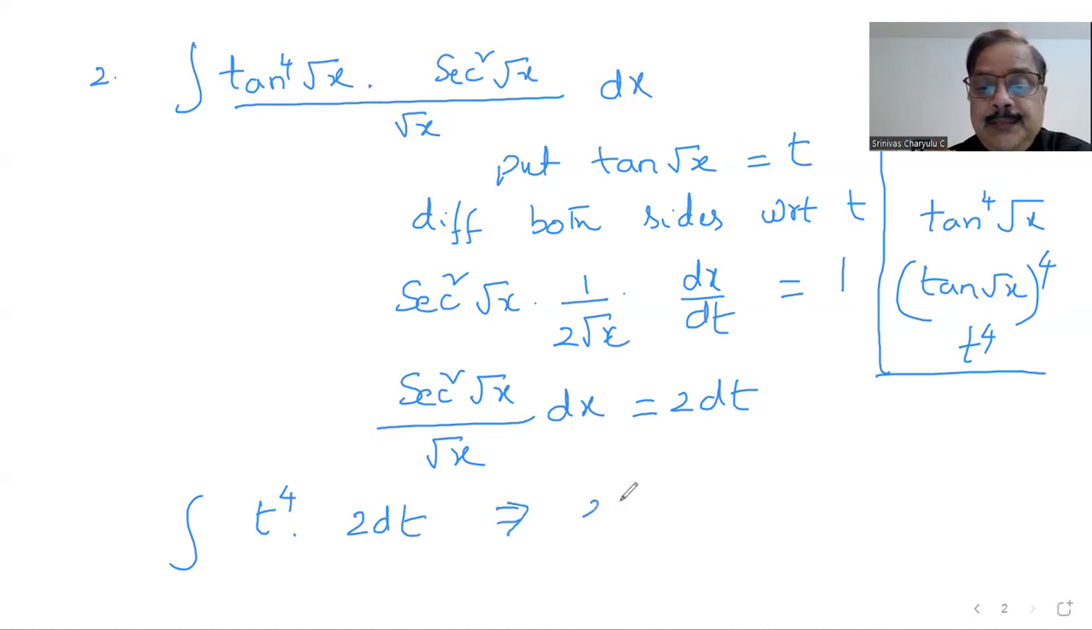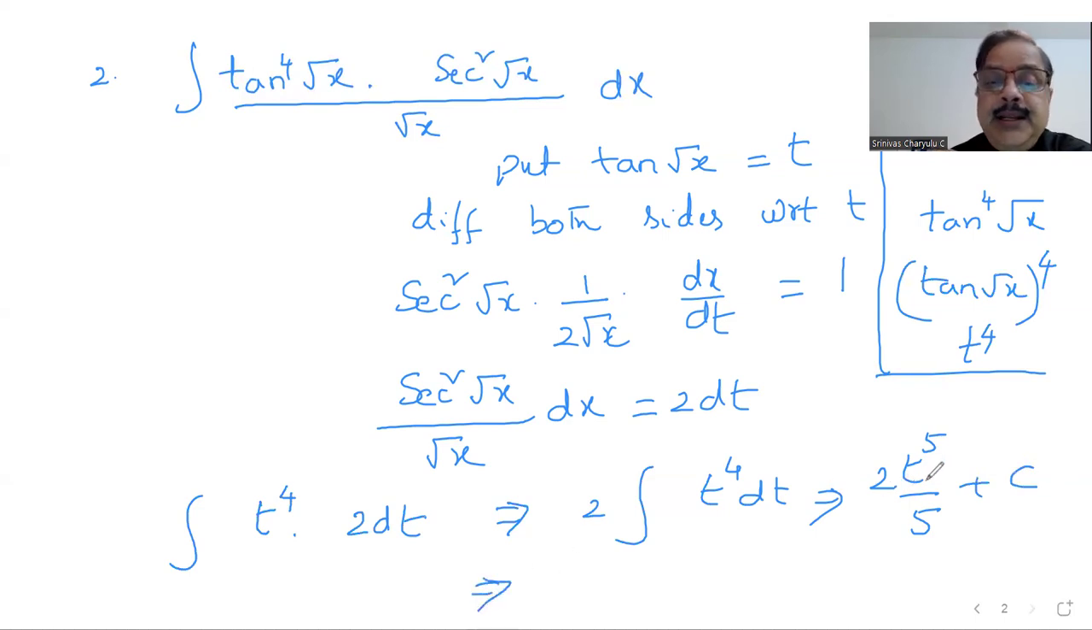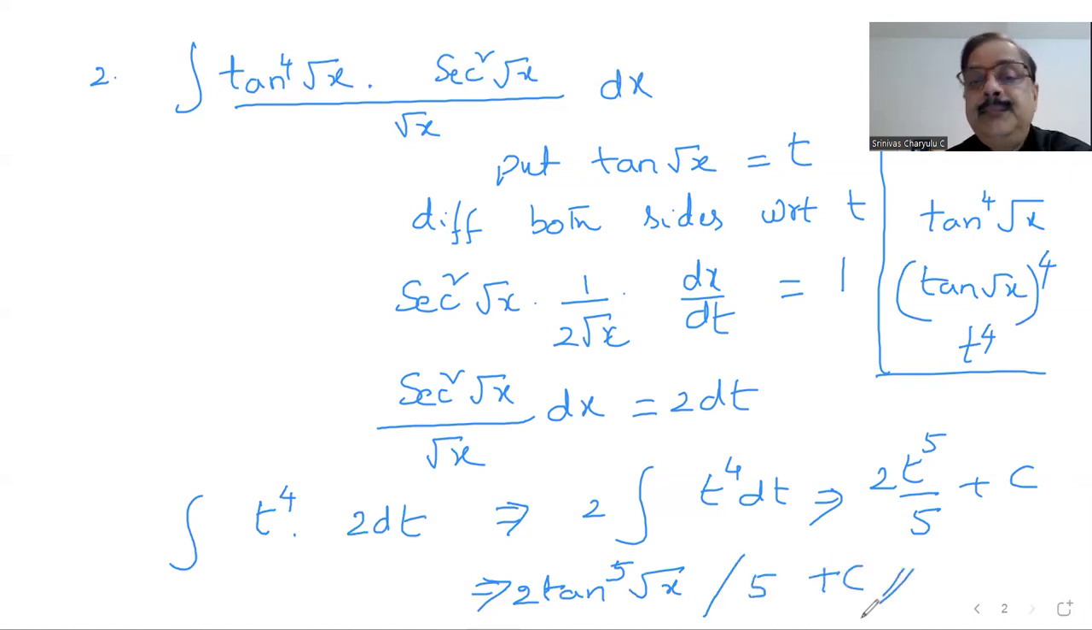2 you send outside, t to the power of 4 dt. This will become 2 into t to the power of 5 by 5, as per the power formula again, 4 plus 1 by 4 plus 1, plus c. So what is t now? Tan root x. Tan to the power of 5 root x divided by 5 plus c. So understood, no? Very good sum. Then next sum.